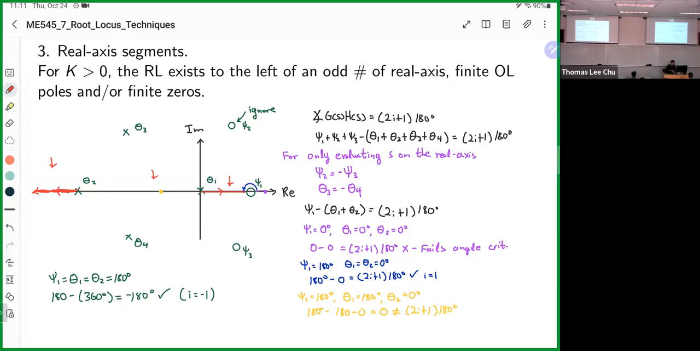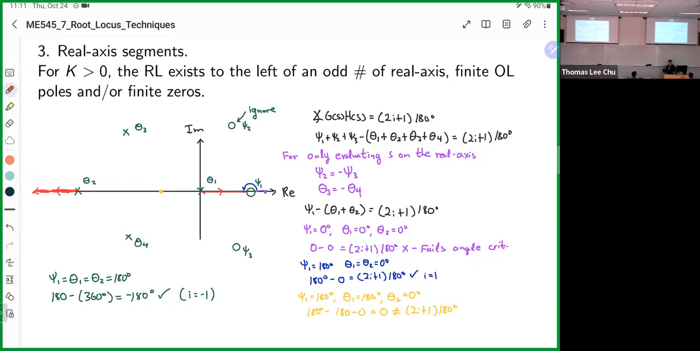So that's what I mean by this statement. And this is a direct statement copied from the book. I don't know how to make it more clear. So maybe it's like if there's an odd number of poles and zeros to your right on the real axis, then the root locus exists at that point. Maybe that's a better way of saying it. Does that make sense? Yeah.